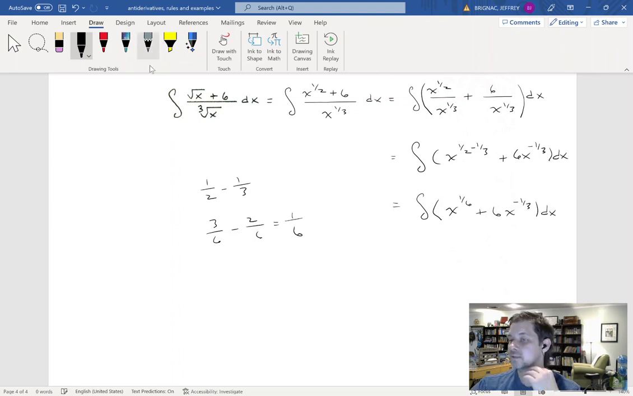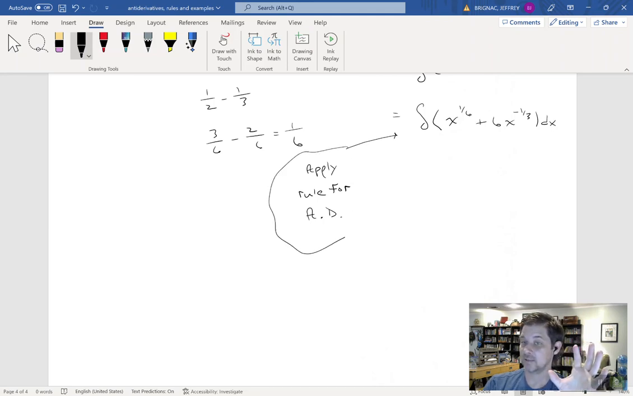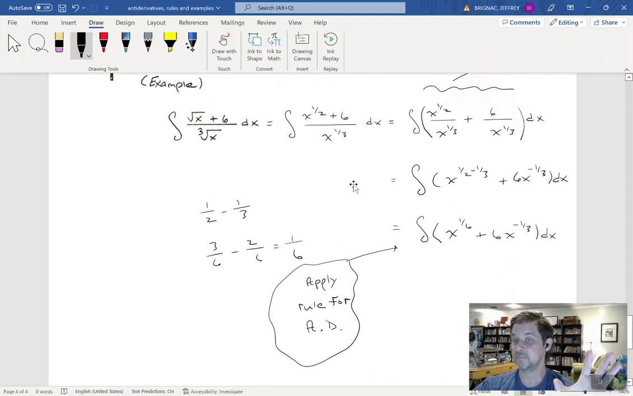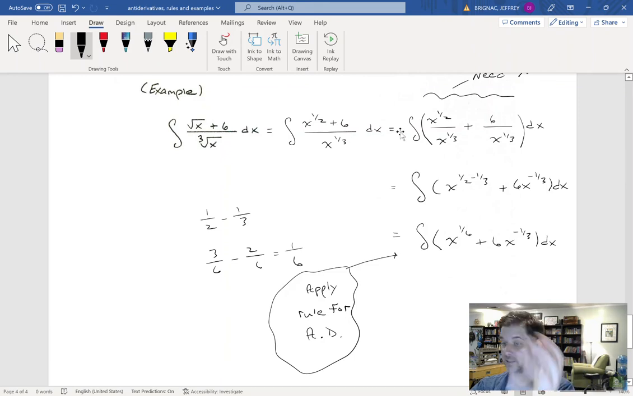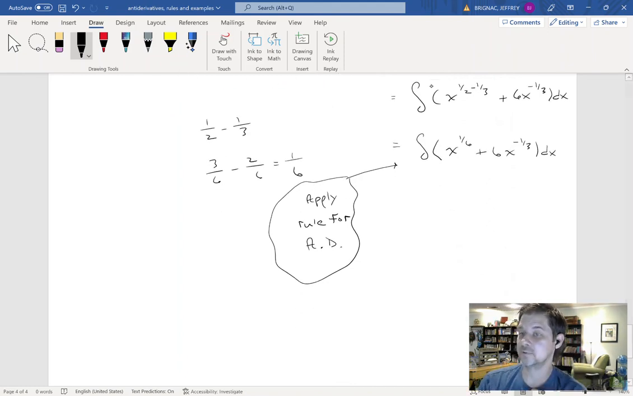Okay, so now I can use the rule. It's like this step right here. I've worked it out, rearranged it, got it to the form I need it to be to apply the rule for the antiderivative, which I'll abbreviate AD. Everything else up to this point was just rearranging it, rewriting it so that the rule was applicable. So now I got it to that point. What does the rule say?